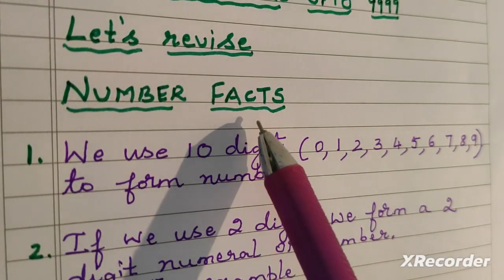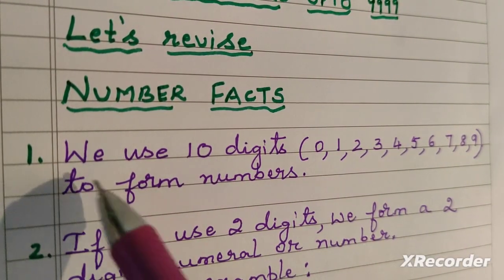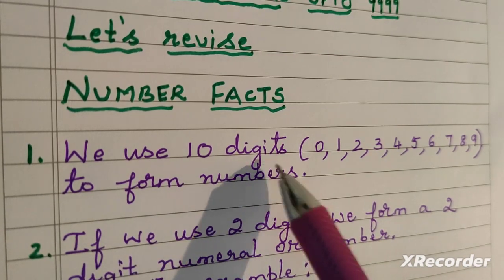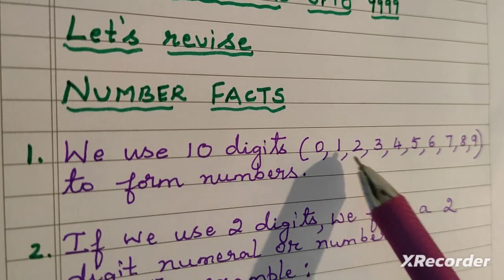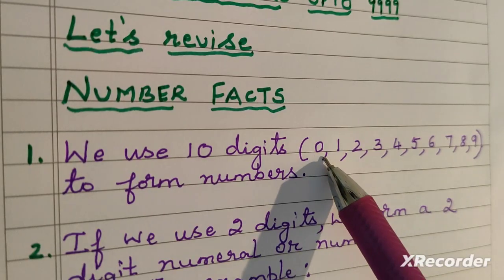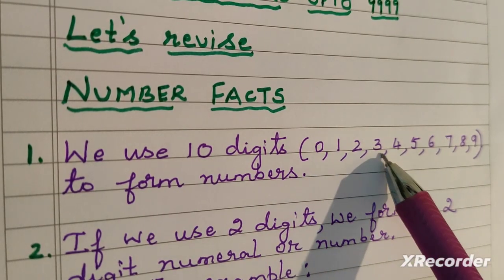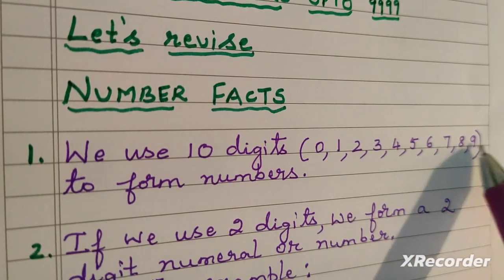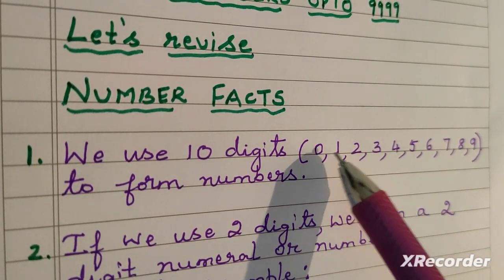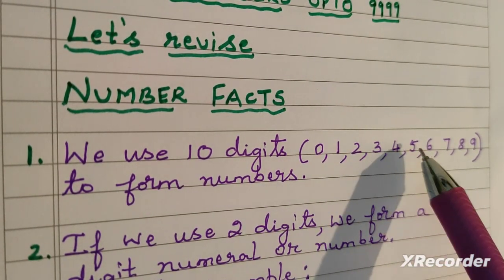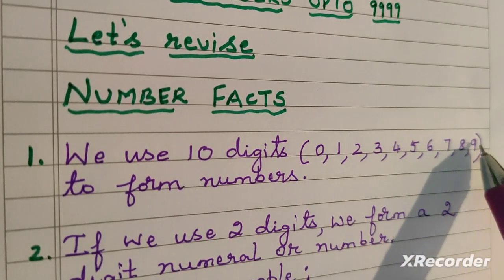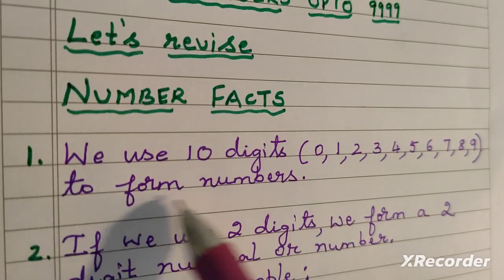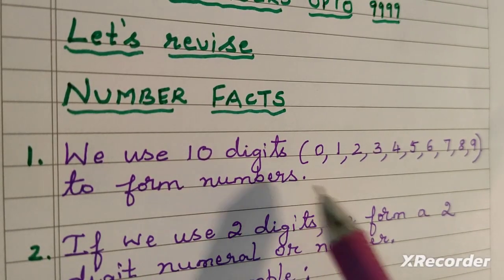Number facts means these are the real things. We use 10 digits, means 10 numbers starting from 0. 0, 1, 2, 3, 4, 5, 6, 7, 8, 9. So totally you have 1, 2, 3, 4, 5, 6, 7, 8, 9, 10. We use 10 digits to form numbers. Okay.